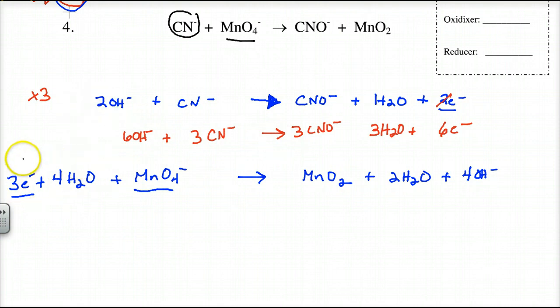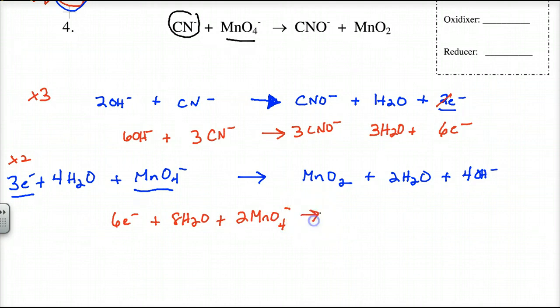Now I'm going to multiply this other one by 2. Why? Because the common factor is 6. So this gives me 6 electrons. Just going to rewrite it. 2 times 4 is 8 waters. And then 2 times 1 of the permanganate ions is 2. And when you're rewriting, make sure you don't forget the charges, because that could change everything.